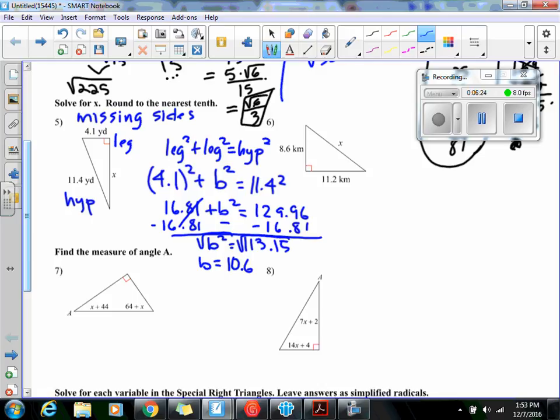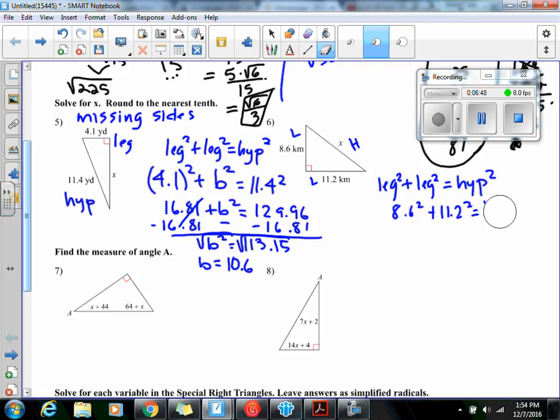For number 6, I get to once again use leg squared plus leg squared equals hypotenuse squared. This is a leg, this is a leg. I'm looking for the hypotenuse. So I have 8.6 squared plus 11.2 squared equals hypotenuse squared, or we could say c squared. And students, it's crucial that you put the numbers in the right spot or you will get the wrong answer, unfortunately. So I'm going to square those two numbers and add them together.